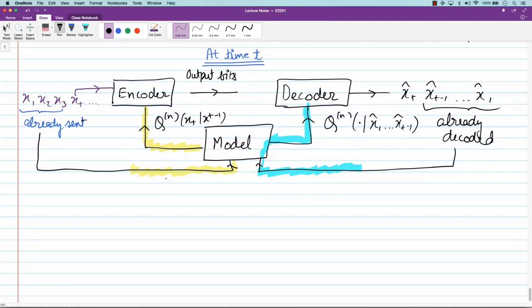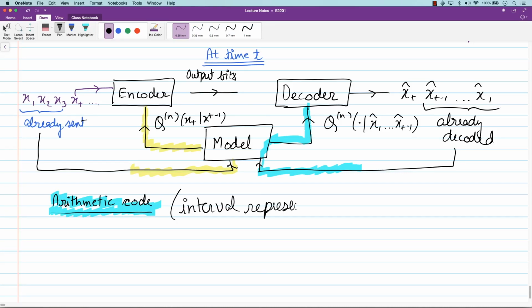So these are the kind of schemes we are looking for, these FIFO schemes, and one such scheme is the so-called arithmetic code. That's the scheme we will look at now. This arithmetic code is an interval representation of a prefix-free code. Remember, we had seen that we can represent prefix-free codes either using graphs or using intervals, and the Huffman code generally uses graphs. Now this interval representation will be used in this arithmetic code.